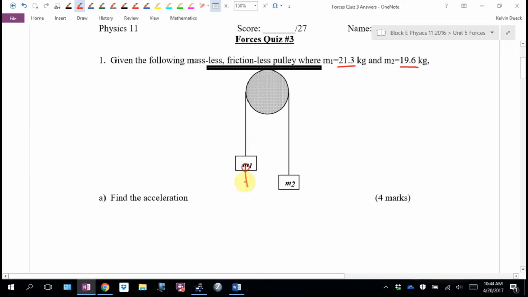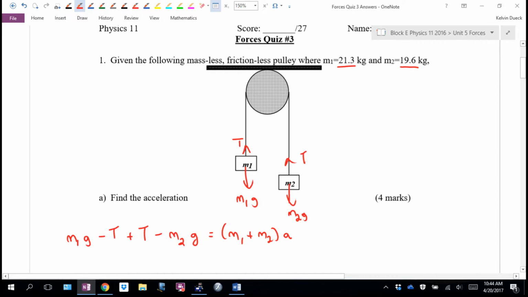Let's do our free body diagram. Technically, this is not a free body diagram. We're labeling the forces. Technically, the free body diagram would be rewriting everything with a dot. Oh, wait a minute. Tension is smaller, so I shouldn't draw that way. M2G, tension. Who's winning? M1G minus tension plus tension minus M2G. I know M1 is winning because it's the bigger mass. Equals (M1 plus M2) times A.